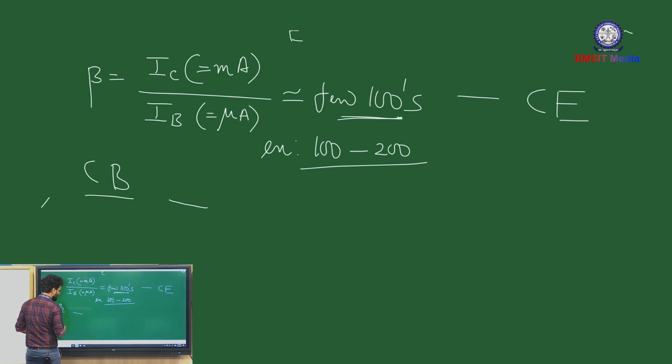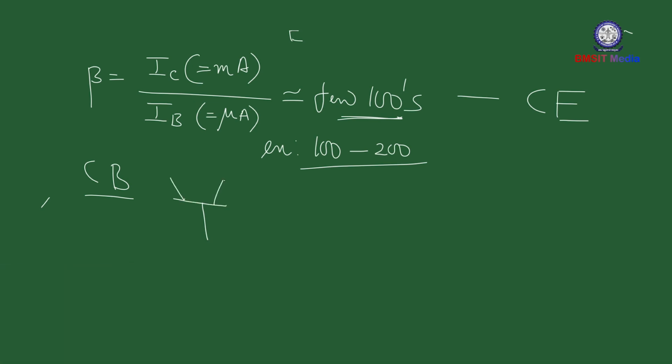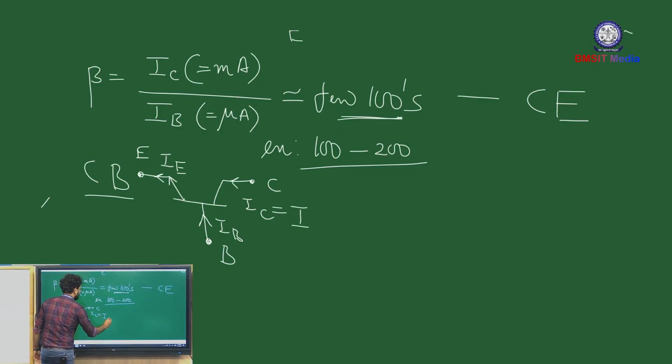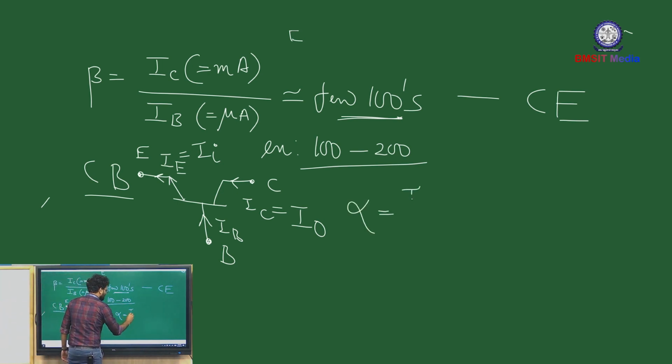If you look at common base, in case of common base, this is how you can draw the circuit. So the base layer should be made common. This is collector, this is base, and this is emitter, right? So this is your IE, IB, IC. So IB plus IC gives IE. So IC is I naught here and IE is II here, and that's why the current gain, which is termed as alpha, is nothing but I naught by II.